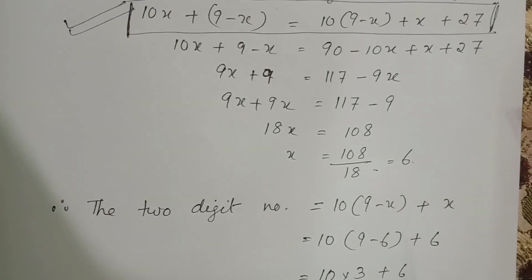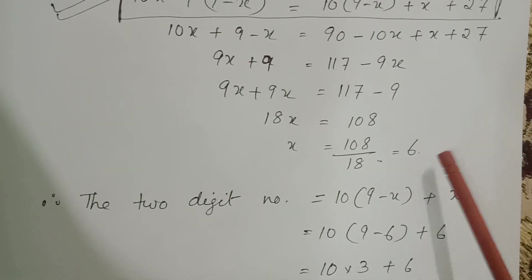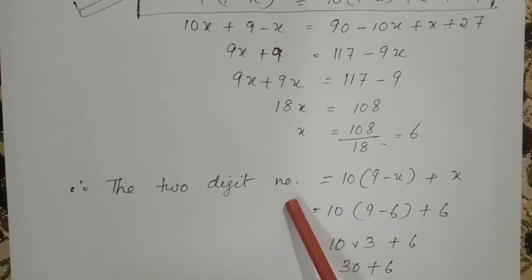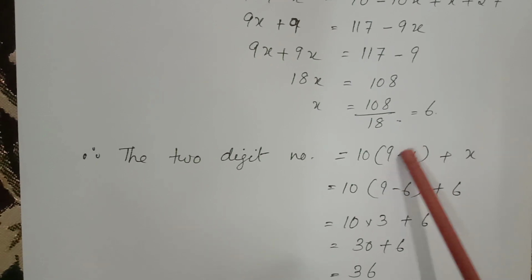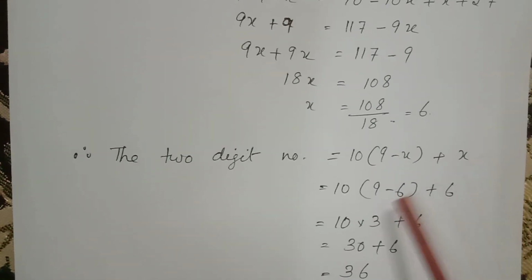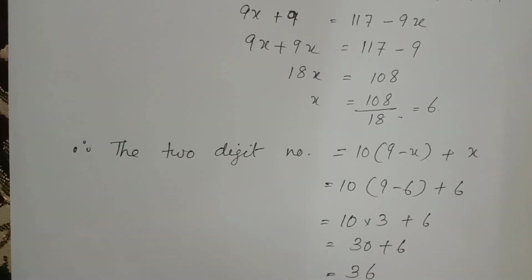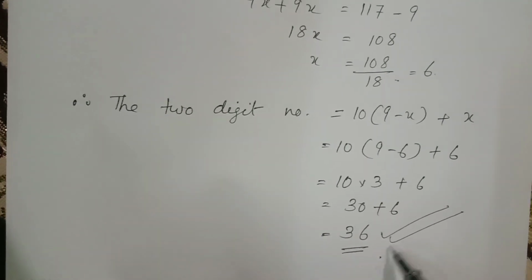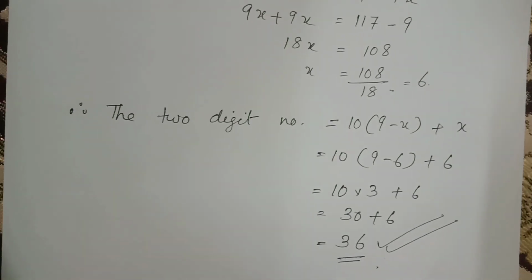Okay, we solved the equation. Now with this value of x, we are going to write the two-digit number which we required. The two-digit number is equal to 10 into 9 minus x plus x. Instead of x, we are putting the value. After putting the value, we simplify it. What we are getting, our required number is 36. This is how we have to solve these types of questions.